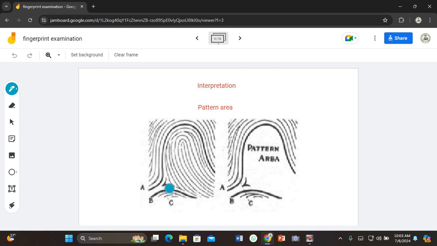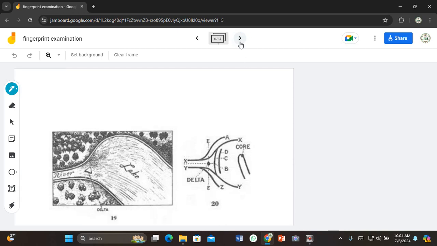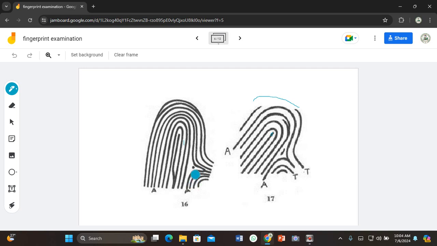Then the next thing is the core. We said our focal point should be the delta, the core, and also the ridges between them. Now, we have identified our delta. Then how about the core? The core is the approximate center of the finger impression. The approximate center of the finger impression.